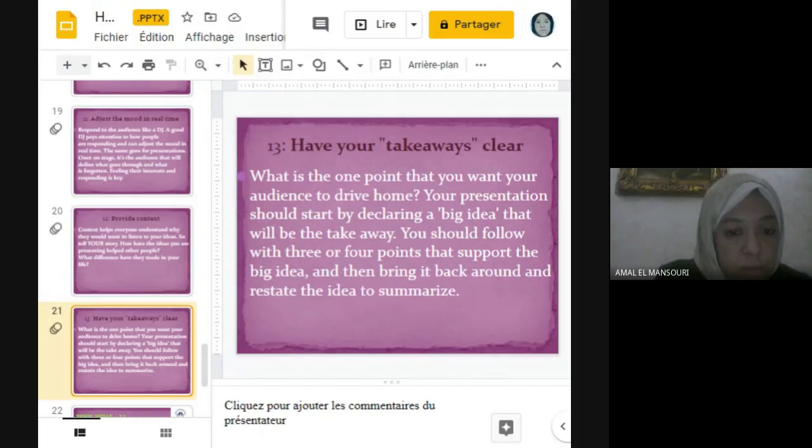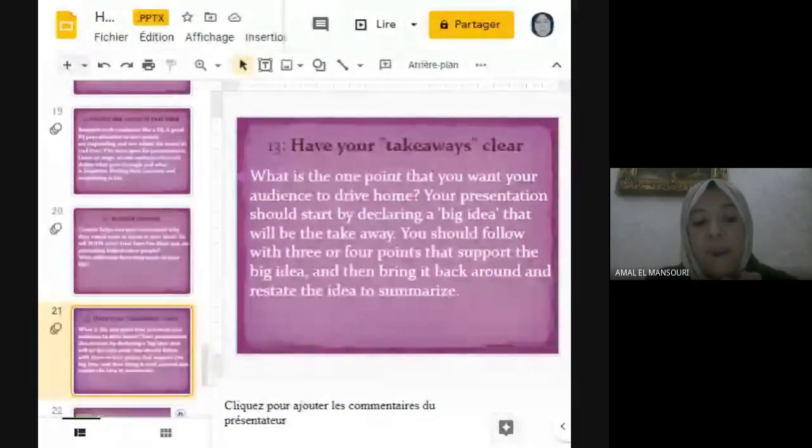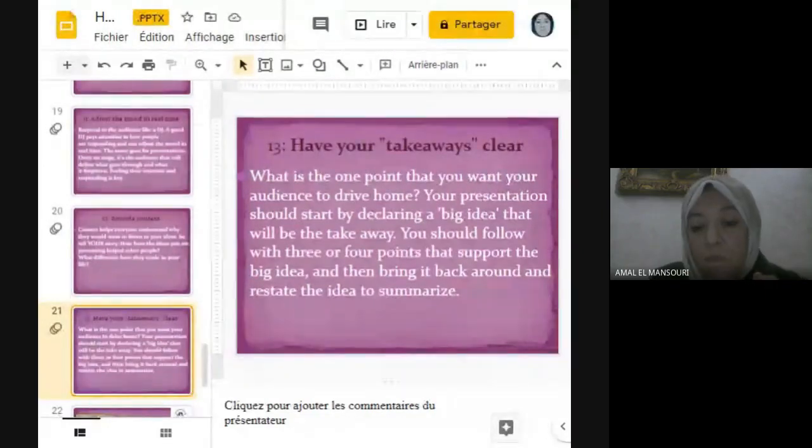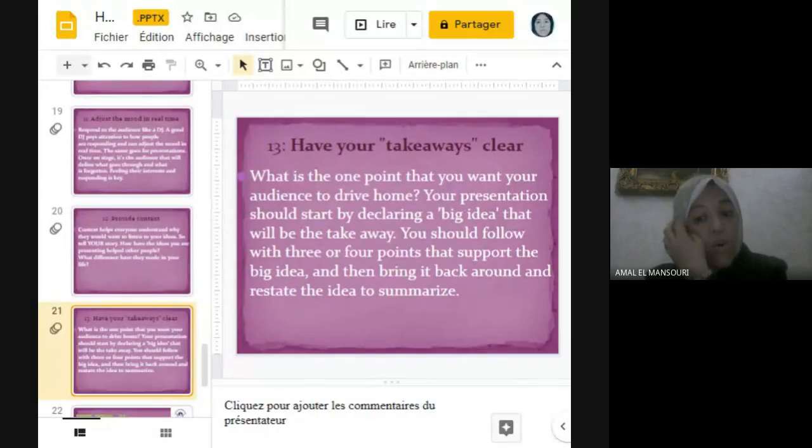Now, number 13, have your takeaways clear. What is the one point that you want your audience to drive home? Your presentation should start by declaring a big idea that will be the takeaway. You should follow with 3 or 4 points that support the big idea, and then bring it back around and restate the idea to summarize. Now, come in with key takeaways for your audience to leave remembering.